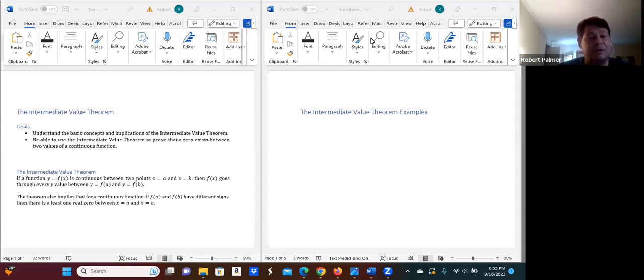So our goals then, as it says, are to understand the basic concepts and implications of what the theorem tells us, and also to be able to use the intermediate value theorem to prove that a zero exists between two values of a continuous function. So first off, before we get into the theorem, let's actually talk about what it means to be continuous. Let's remind you of that.